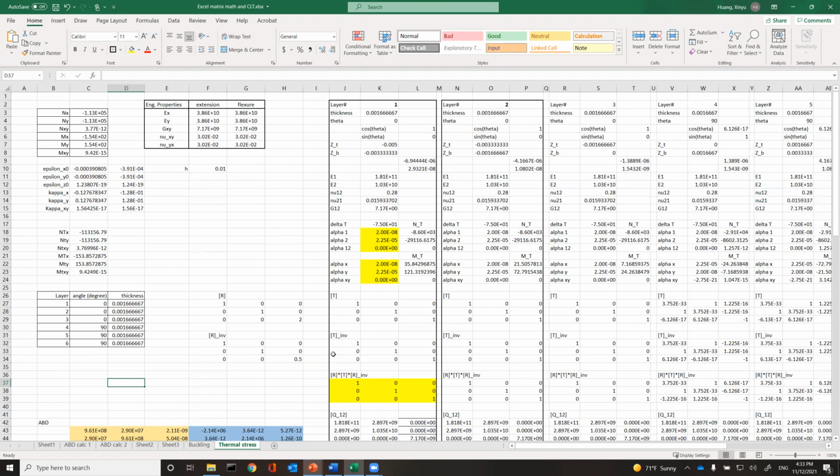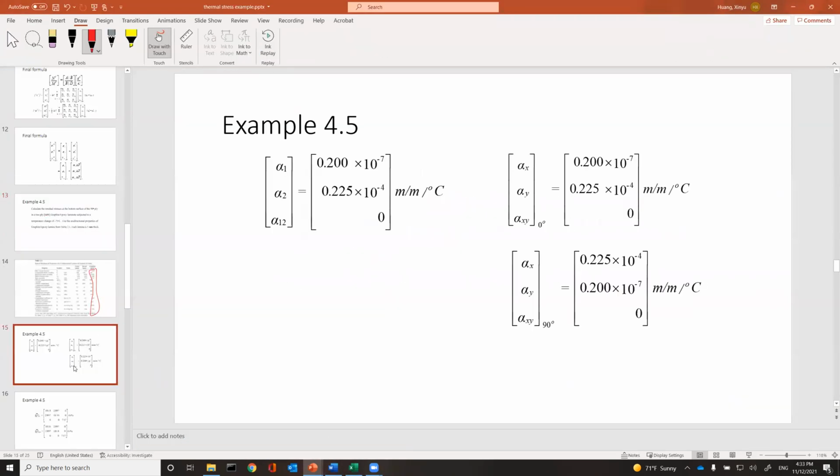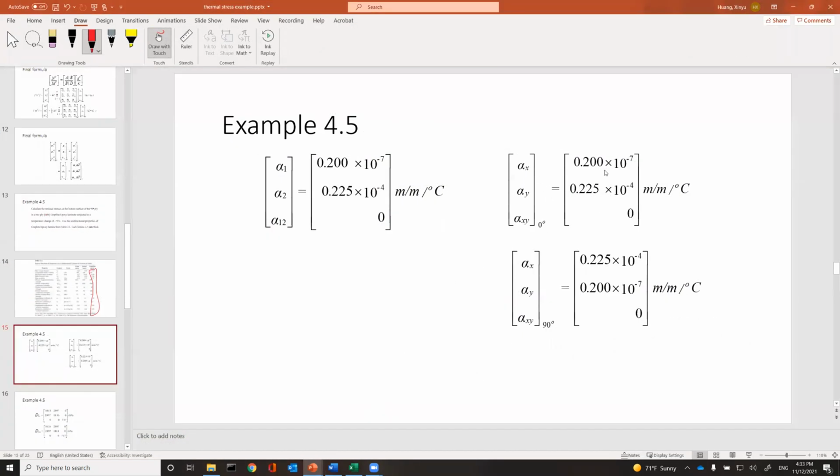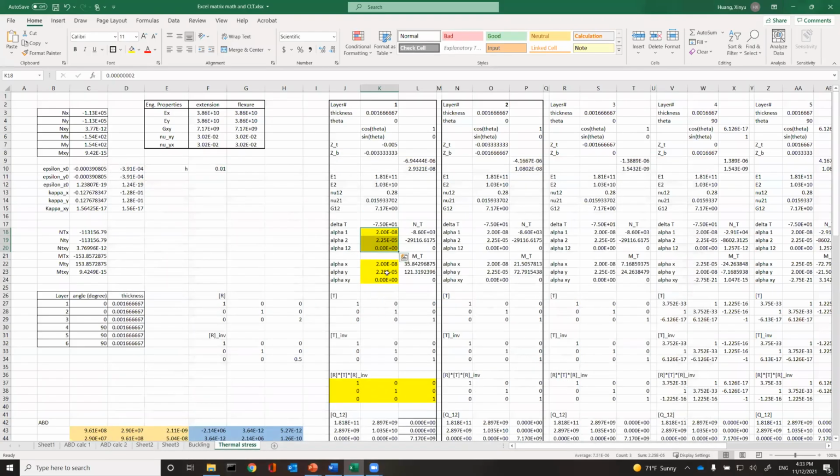My program automatically updates. It will give you the NT for each layer for this problem. Alpha 1, alpha 2 is 0.225 and 0.2, times 10 to the minus 4, and that will be these two numbers right here, alpha 1, alpha 2. And then after transformation, you get alpha x, alpha y, which are these two numbers: 0.225 and 0.2, over here.